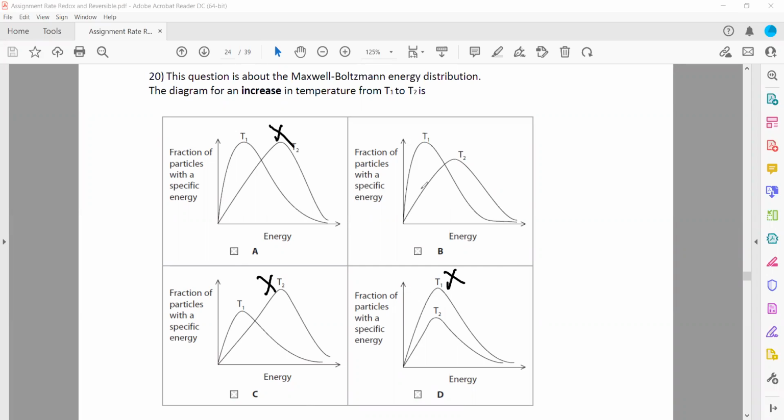So what basically happens when we increase the temperature is that the height of the peak will decrease and it will shift more towards the right-hand side. These are the two things that happen due to an increase in temperature. That's why B is the right answer, because a greater number of molecules will now have higher energy. That's why the peak is shifting towards the right-hand side.